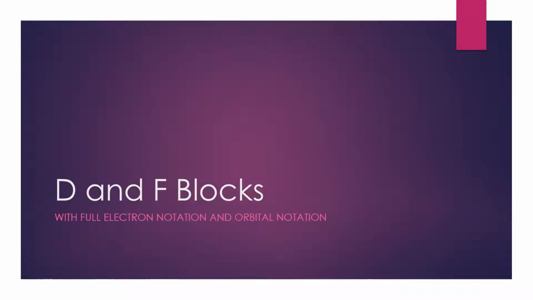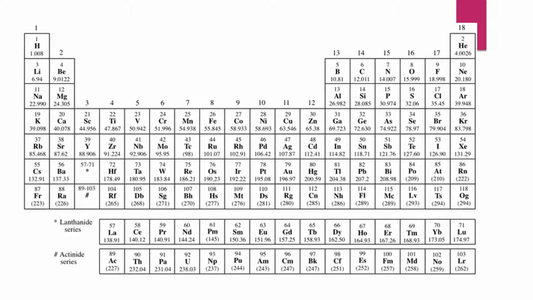All right, so this is us talking about the D and F blocks, with full electron notation and orbital notation. The D and the F blocks are a little bit different than the S and the P, and we'll see that here as we go. All right, so here's our friendly neighborhood periodic table.